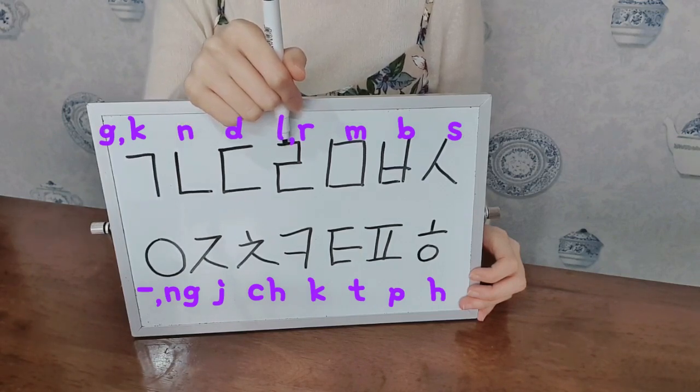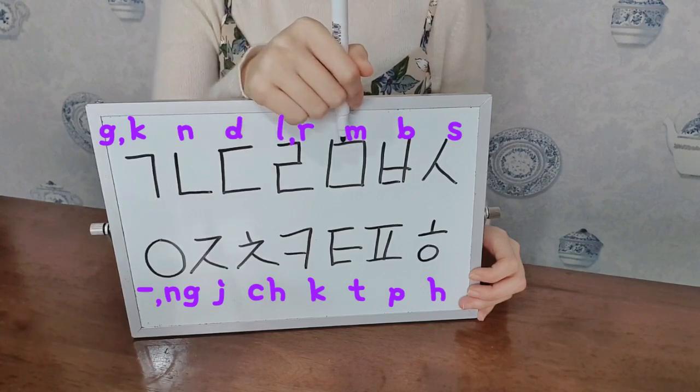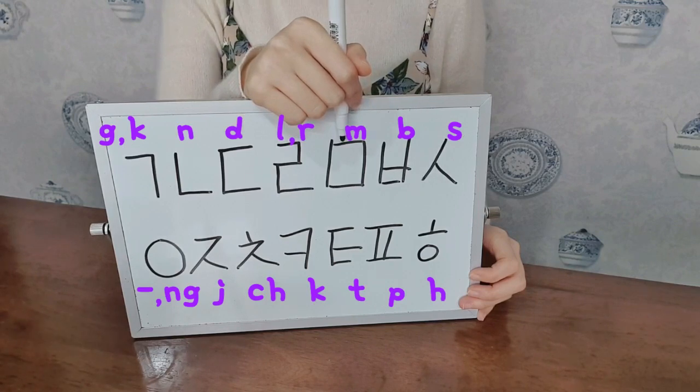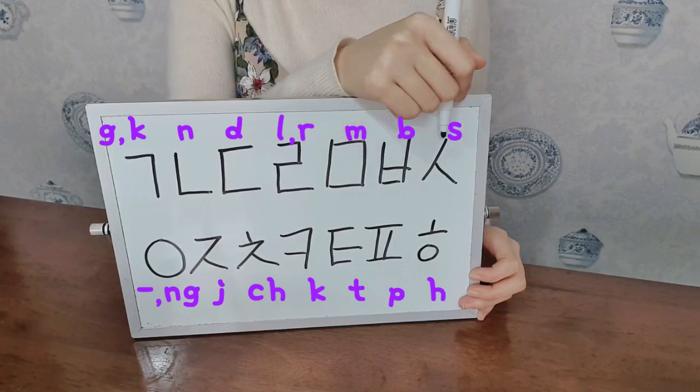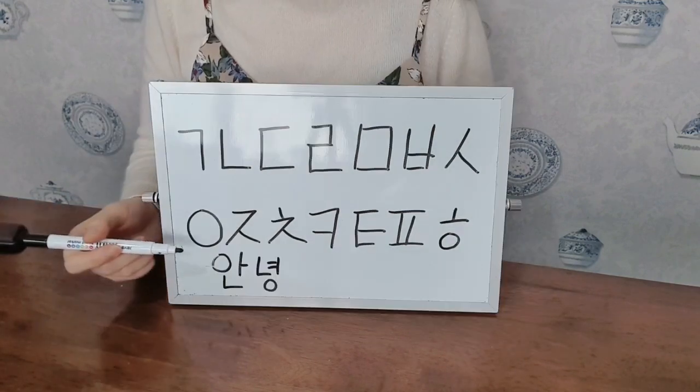So when you say L or R, the only difference between them is just the tongue. So this is the middle sound. And the square one sounds like m. If you think about the shape of your mouth, it's kind of a square when you make it. And if you add two little sticks to m, it becomes this one. This sounds B. And this sounds S.